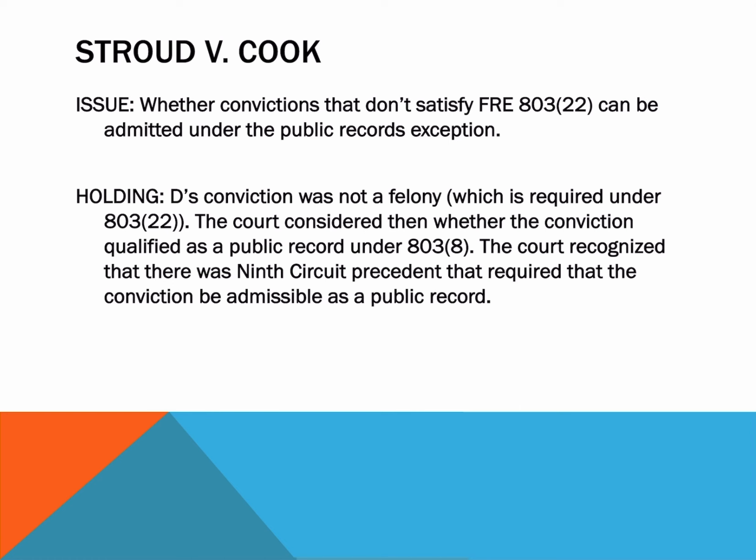In this case, the defendant's conviction was not a felony, which is what is required under 803(22). So instead, the court considered whether the conviction could qualify under the public records exception, 803(8). The court recognized that there was Ninth Circuit precedent that required that convictions be admissible under public records, though it did acknowledge that the different circuits were split on this issue.